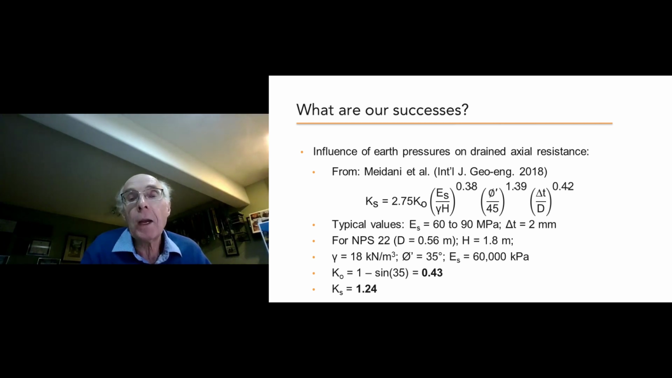This is an equation that is purely empirical. It's sort of got no physical basis, but was simply developed on the basis of regression of existing data. If you apply typical values to this equation, for example, using a Young's modulus of somewhere between 60 and 90 MPa and a delta T shown here as 2 millimeters, etc., for a 22-inch diameter pipeline, the Ks value, you can see at the bottom, works out to 1.24.